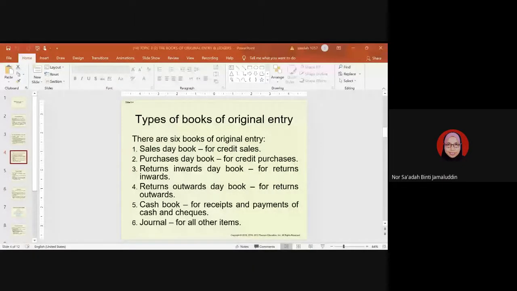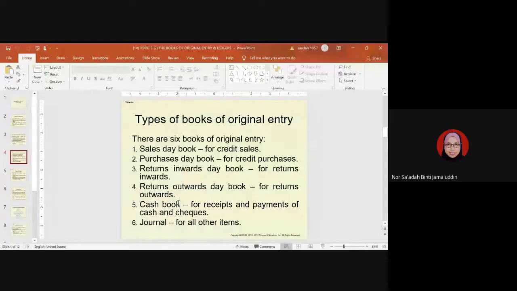Alright, this is on the types of book of original entry that we already learned before. We have 6 types of book of original entry, just as a revision for you and also for me. The first one is sales day book for credit sales. The second one is purchases day book for credit purchases. The third one is returns inward day book for returns inward transactions. The next one is returns outward day book for returns outward transactions.